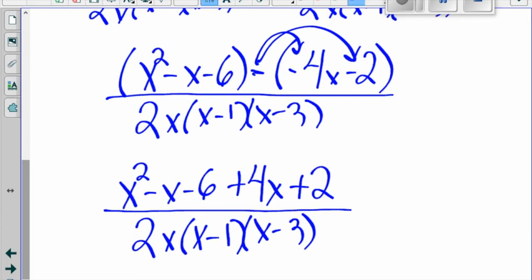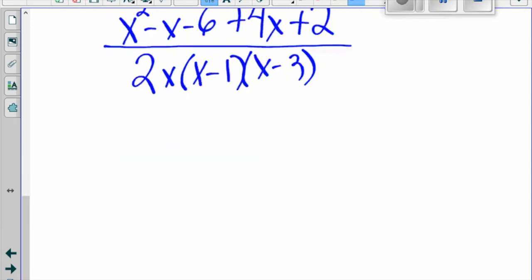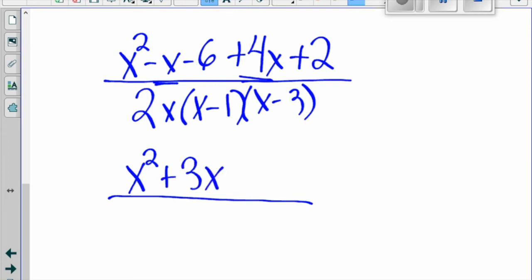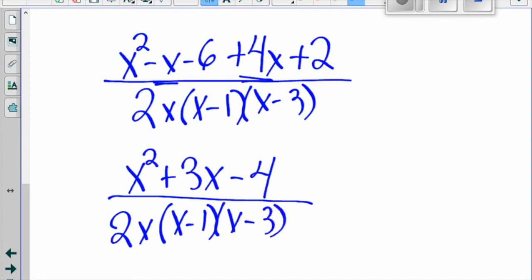Questions on this here? Okay. Now we can go on and actually subtract and combine like terms. And when we do that here, well, x squared is by itself. Negative x plus 4x is going to be plus 3x. Negative 6 plus 2 would be -4. Any questions on how we got to this here? Any questions on any of this here so far?